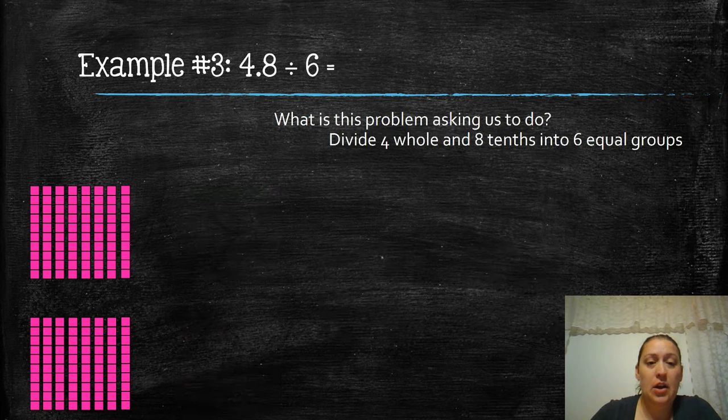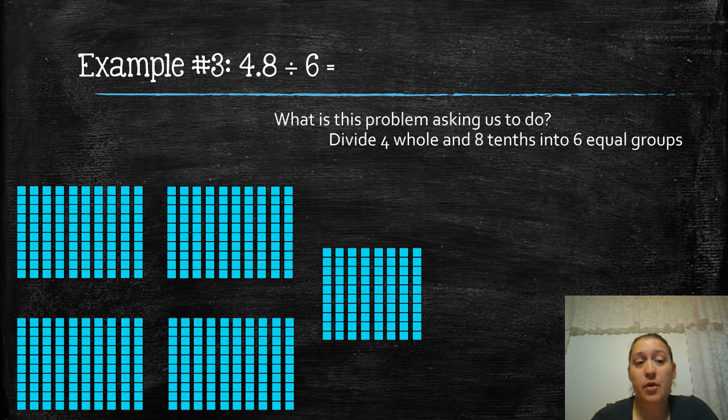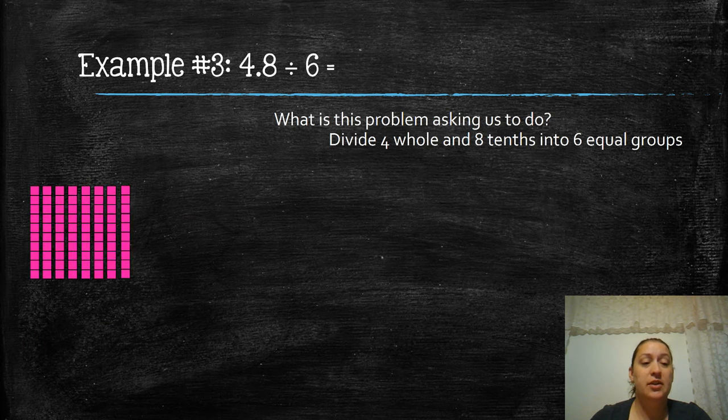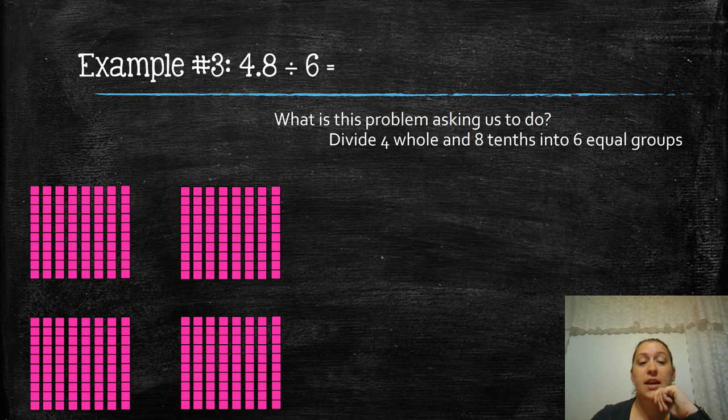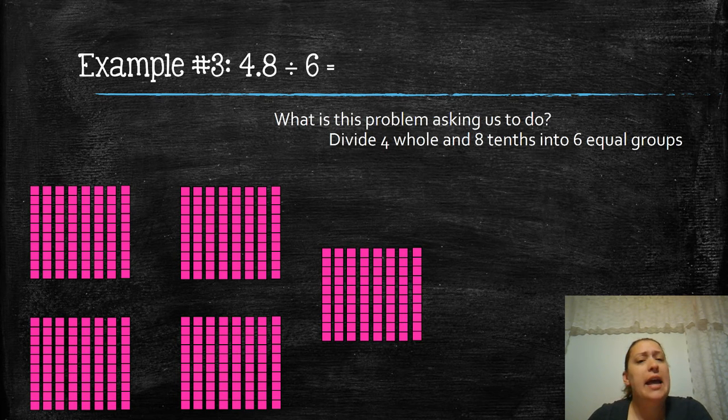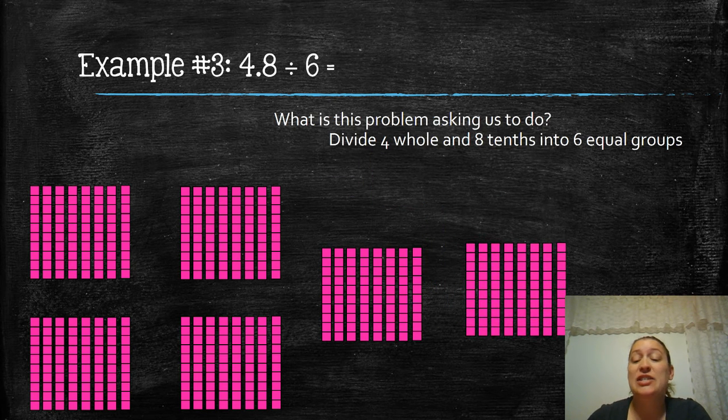So what we did was we took our wholes. You can count them if you want, but this is 10, 20, 30, 40 plus 8 is 48. Now I'm dividing them into 6 equal groups. So if you watch, each of these groups now only has 8 in them. 1, 2, 3, 4, 5, 6, 7, 8. And that's our original group of 8. Now I took 2 away from each of our original groups of 10. That's where this 6th group of 8 tenths comes from. So 4 and 8 tenths divided by 6 equals 8 tenths.